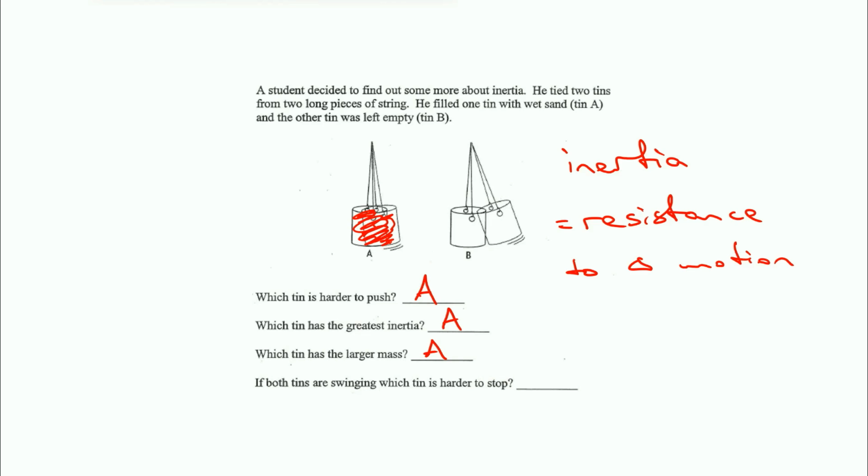But it's the same from the other side of the coin as well. When it's already swinging and you want to stop it, it still has a larger mass, and so it still has more inertia, so it is still harder to change its motion. Right? It has more resistance to the change of motion, the change being you trying to slow it down and stop it. So which one's harder to stop? Also A.